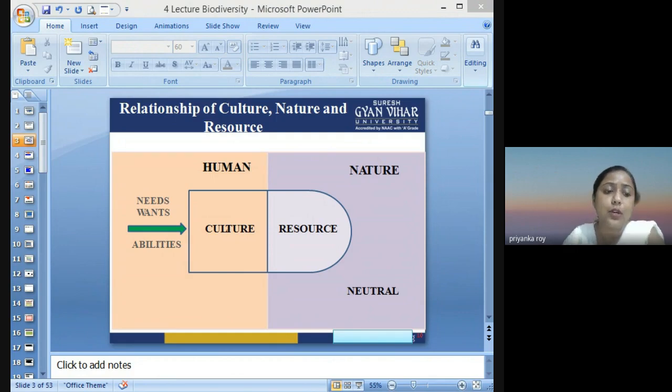Now coming to a very important question: why is biodiversity important? Biodiversity is important to most aspects of our life, and we value biodiversity for many reasons, like utilitarian or intrinsic value, which means we value biodiversity both for the utility it provides to humans, and in turn through our activity we are also giving back to nature.